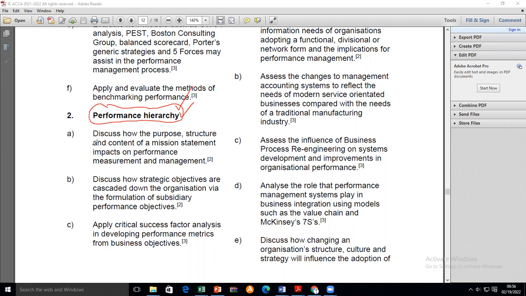Syllabus requirements: discuss how the purpose, structure, and content of a mission statement impacts on performance, measurement, and management. I want you to pick the expression mission statement. I want you to pick the concept of mission statement.